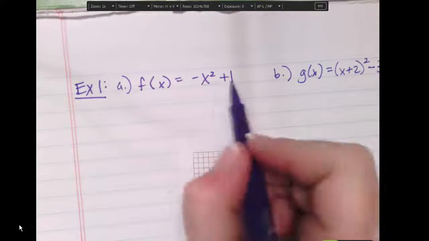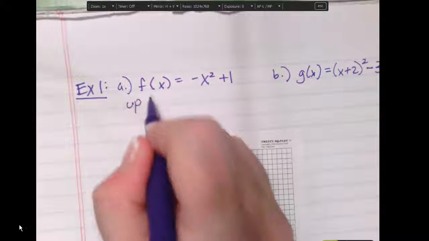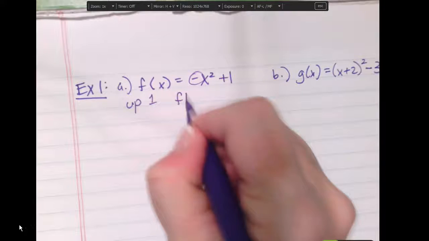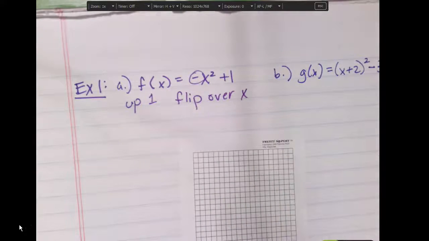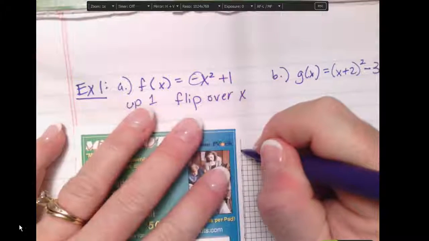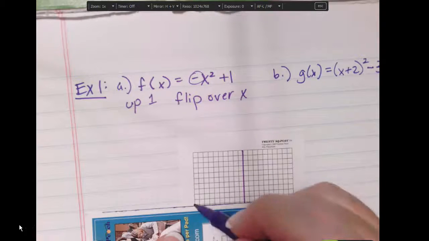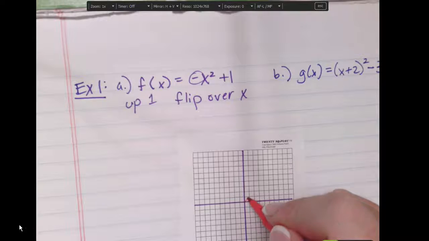So let's talk about the transformations. We have a k value, so we would be going up 1, and then we have a negative sign. So we're going to flip over the x-axis. So let me get my axes and my parent function. So I'll do the parent in red this time. 1, 2, 4.